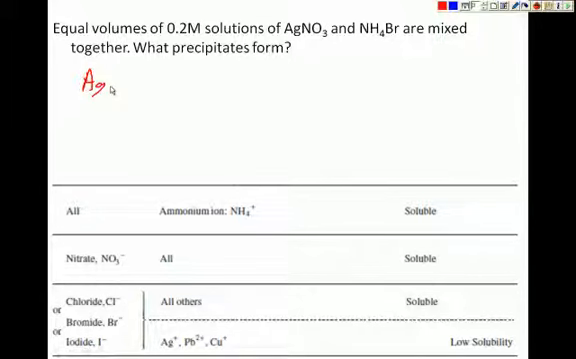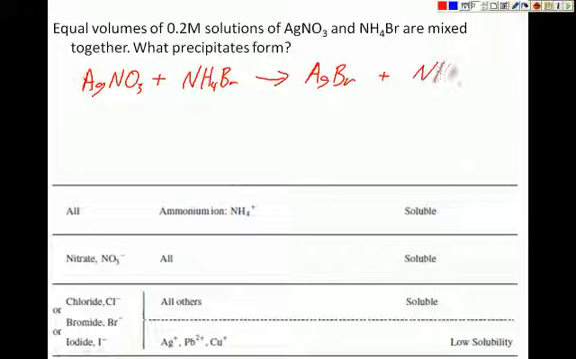So what we're going to do is take silver nitrate and combine it with ammonium bromide, and we're going to have a double replacement reaction, which is going to make AgBr plus ammonium nitrate.